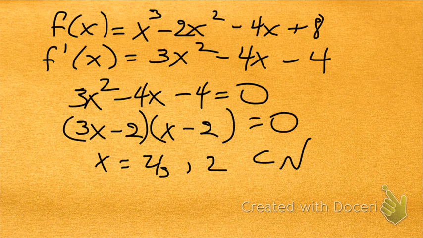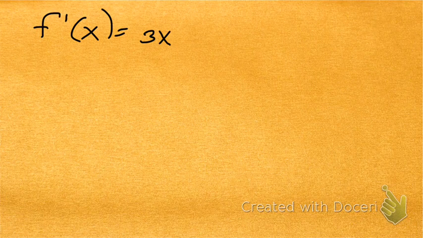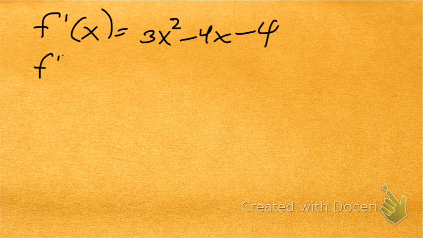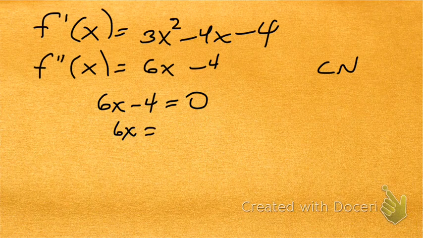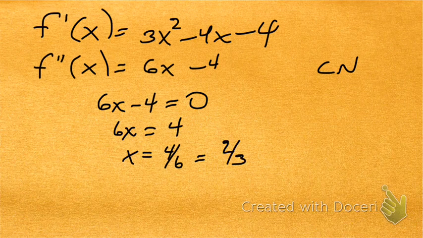So what we can do is use that first derivative and differentiate again. So we found the first derivative to be 3x squared minus 4x minus 4. When we differentiate again, we've got 6x minus 4. Now let's set that equal to 0. Move 4 to the other side with addition. Undo multiplication with division. We can reduce this. 4/6 is the same as 2/3.